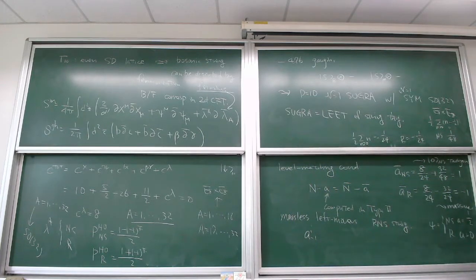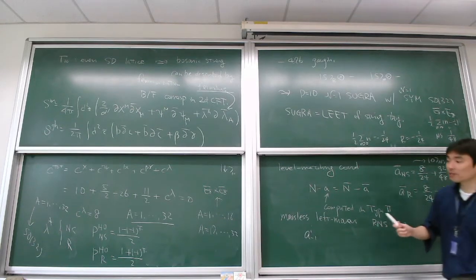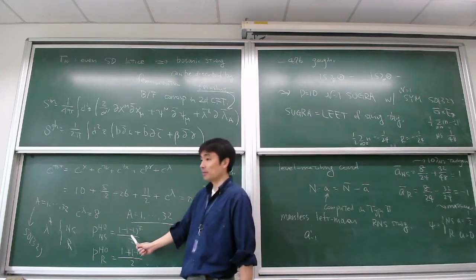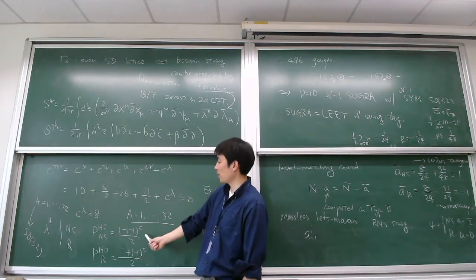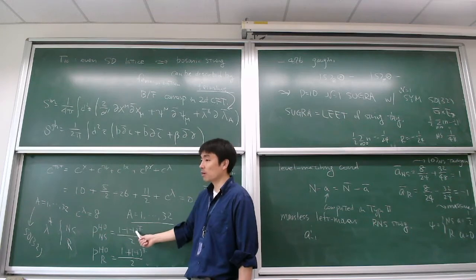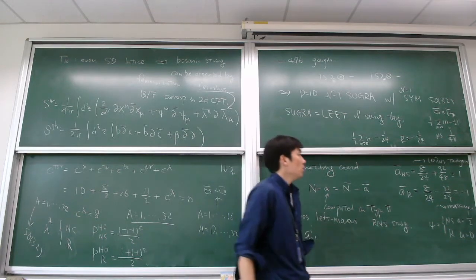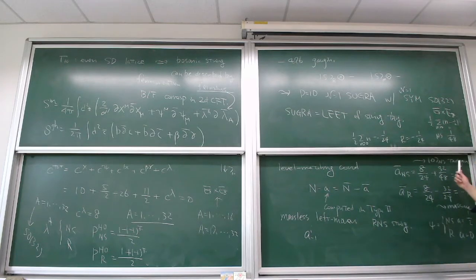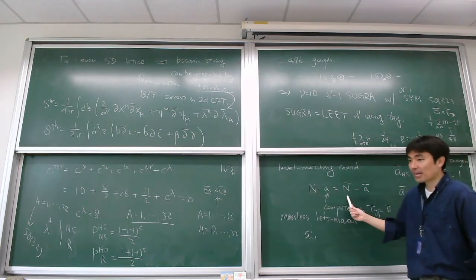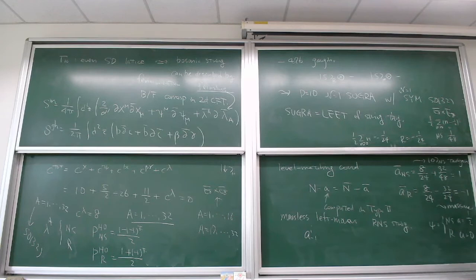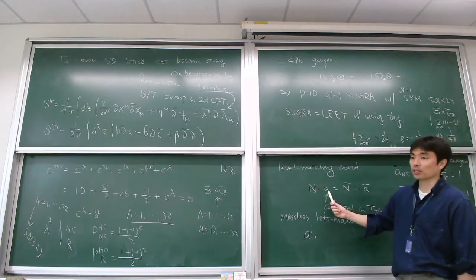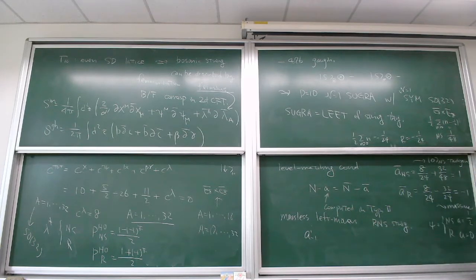Okay, so the logic is as follows. So for left movers, the vacuum is not projected out by the GSO projection because it's fermionic. So 1 minus -1 is equal to 2. So 2 over 2 is equal to 1. So the tachyon is not projected out by the GSO projection. However, it does not match the level matching condition. The left mover is a superstring. So therefore, there's only the massless mode.